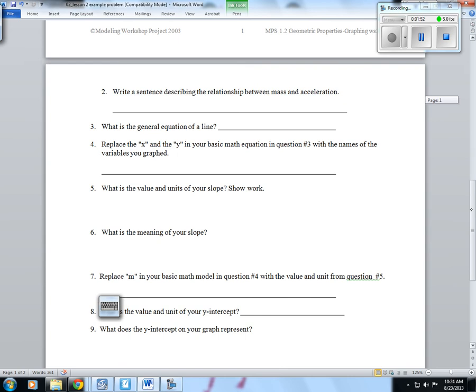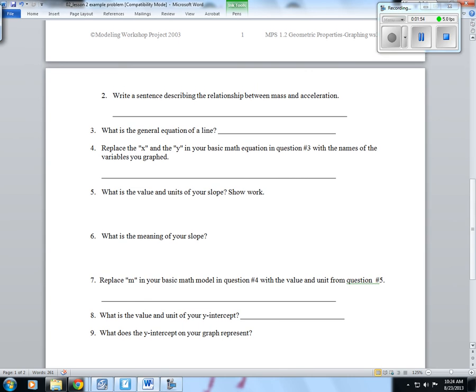Write a sentence describing the relationship between mass and acceleration. Well, this one's a little bit different than our last example. As mass increases, acceleration actually decreases this time, which is different than the last one. The general equation of the line is simply y equals mx plus b. It's a straight line. In two units from now, we'll do things that aren't so straightforward. Now let's replace x and y with the names of the variables I graphed.